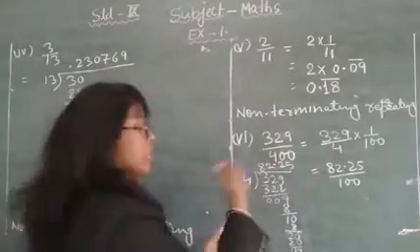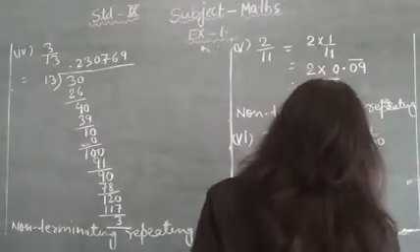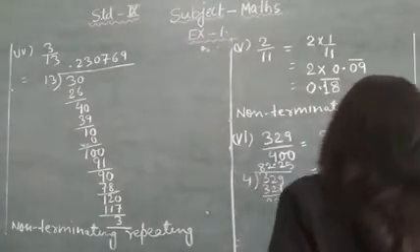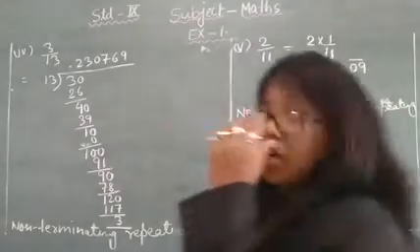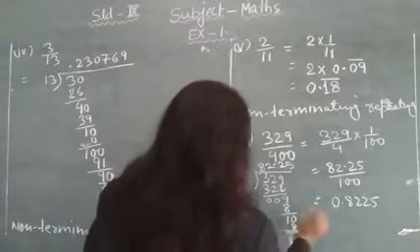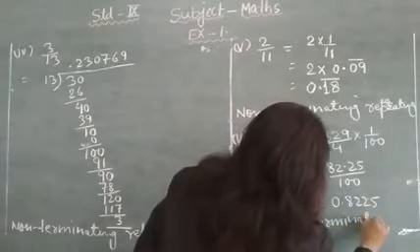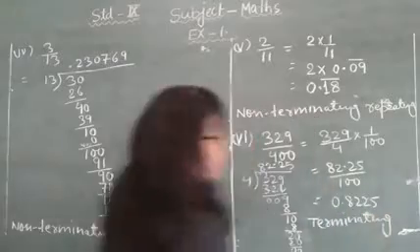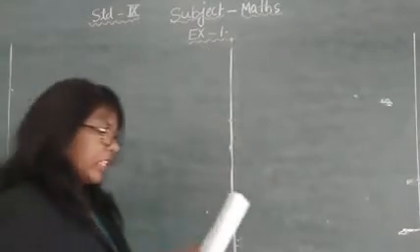On the left side, 2 numbers left. So it is 0.8225. Here the remainder is 0. That means this is a terminating number. So we will write here terminating. Fine. This is a terminating number. Now see question number 2.